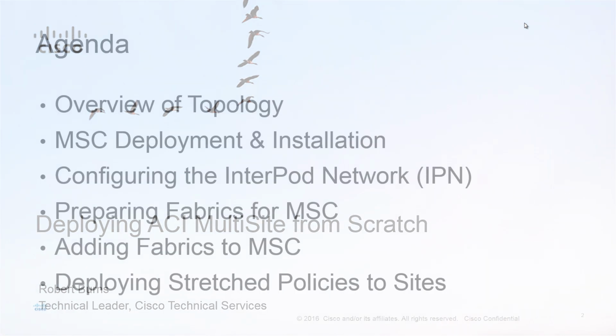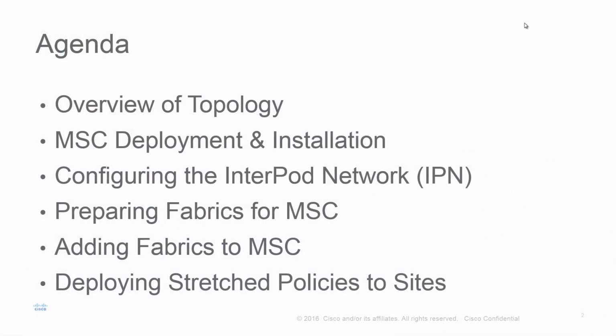So what we're going to cover is first an overview of the topology of the two physical fabrics I'll be working with today. We'll talk about the IPN, how everything's connected, so we have a good understanding of what we're going to be working with. Next, we'll go into the actual deployment, deploying the OVA of the MSC VM, which is our controller, and we'll go through the installation process, do the configuration, and get everything set up.